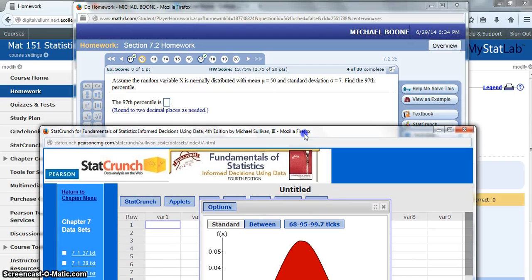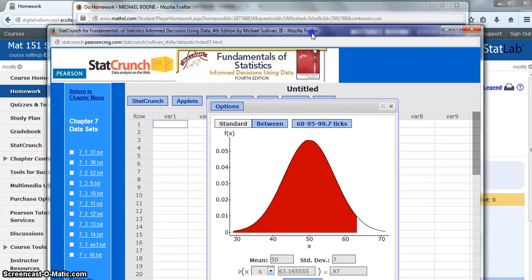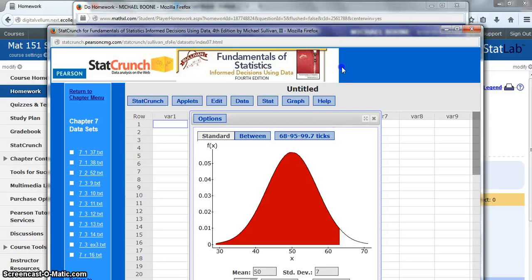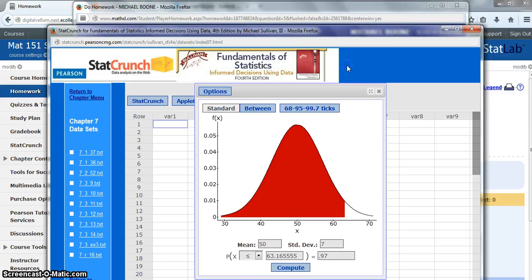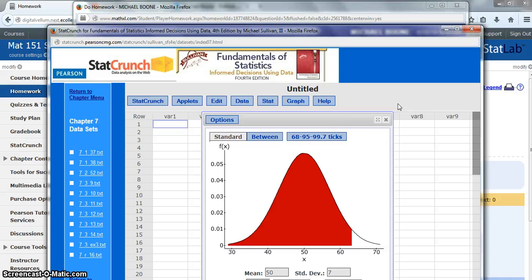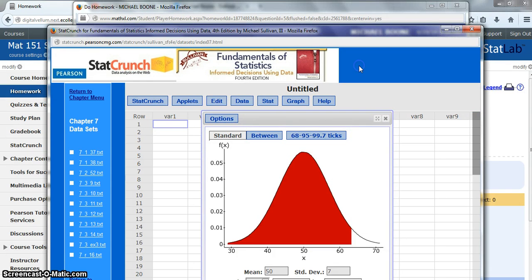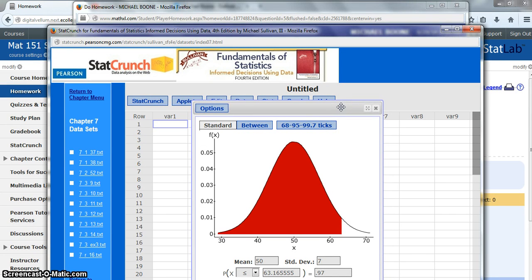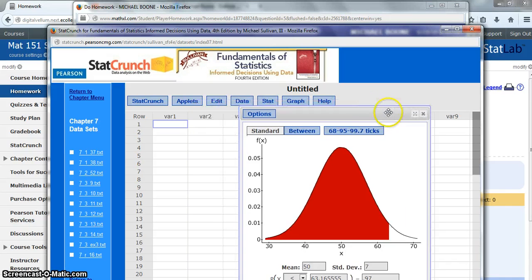Let's say it's the number of hot dogs you eat in a year. The mean is 50 and the standard deviation is 7. This would say that if you're in the top 97th percentile, you're going to be eating around 63 hot dogs a year. Sorry, StatCrunch is going crazy on me, it won't move. When you type in the 0.97, you then compute the X value that you're looking for.